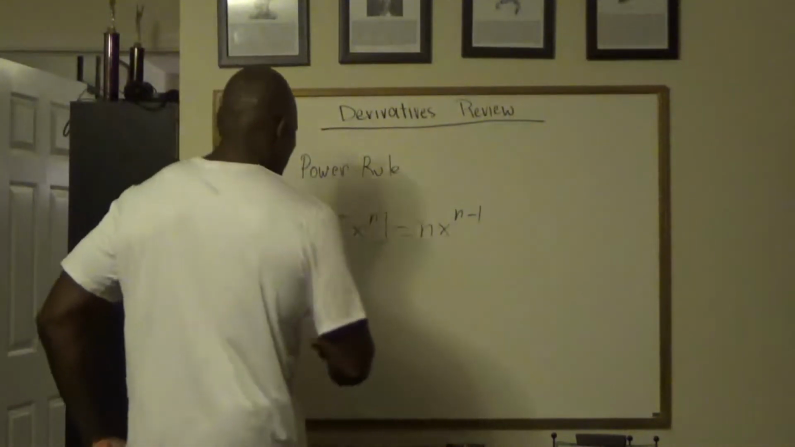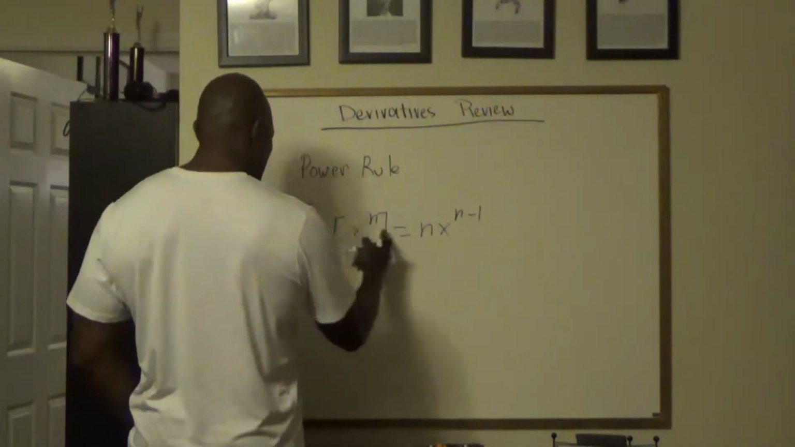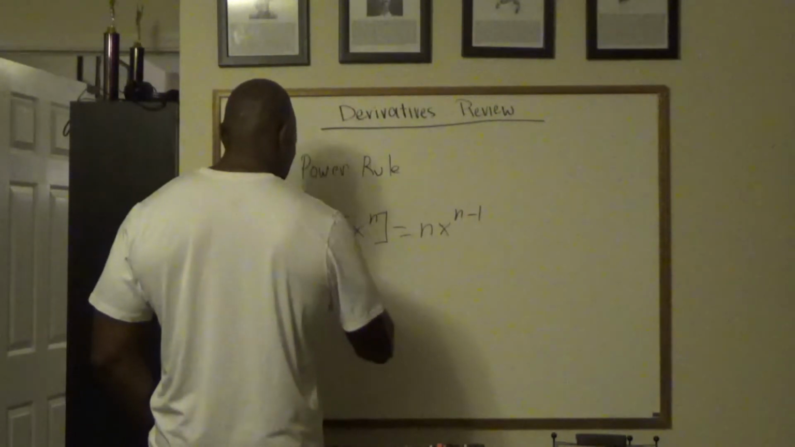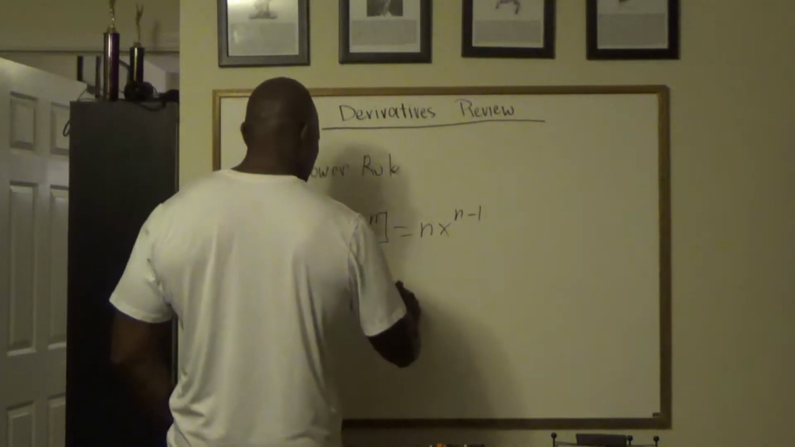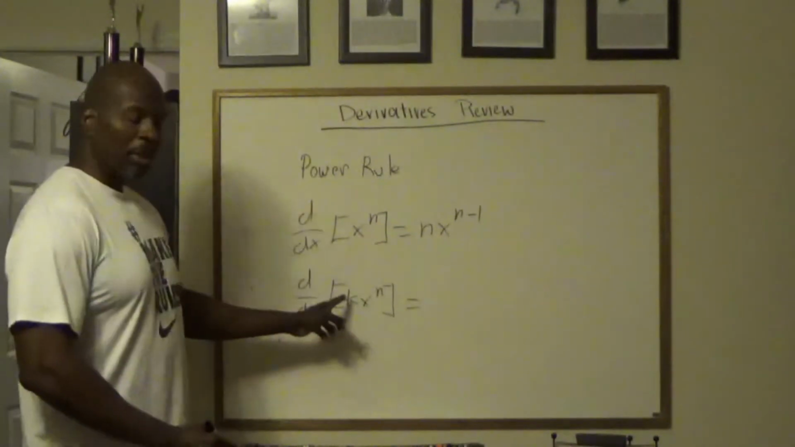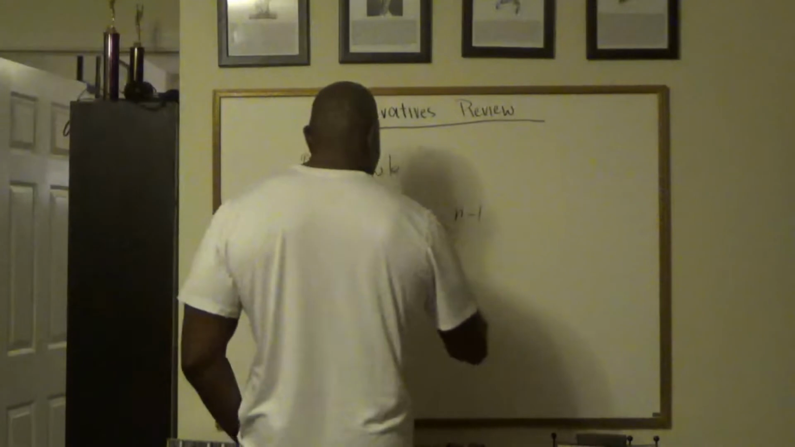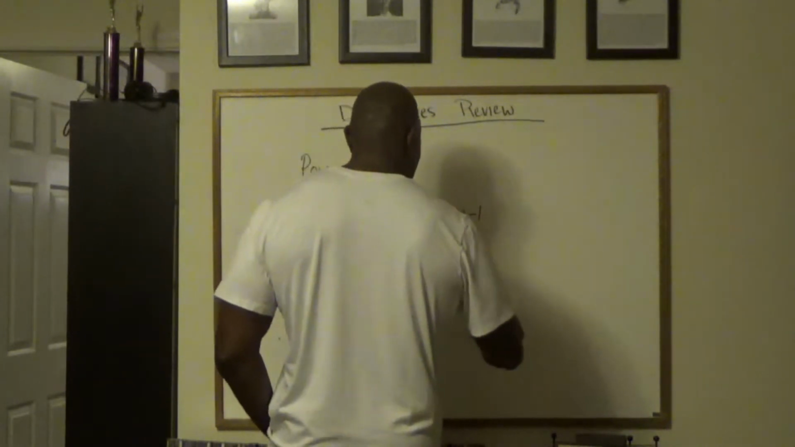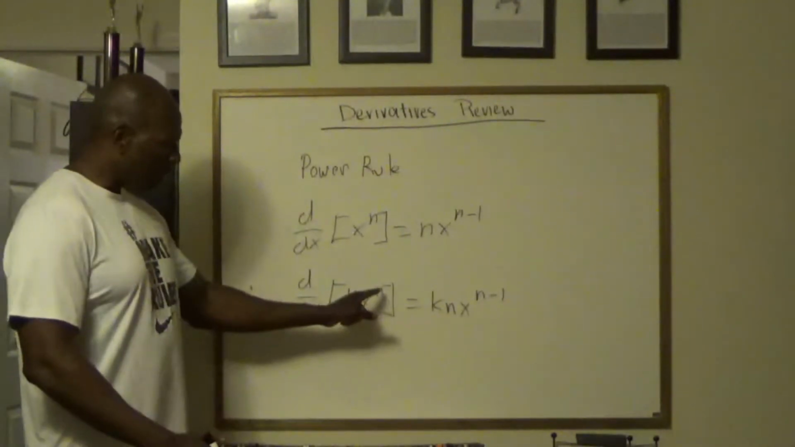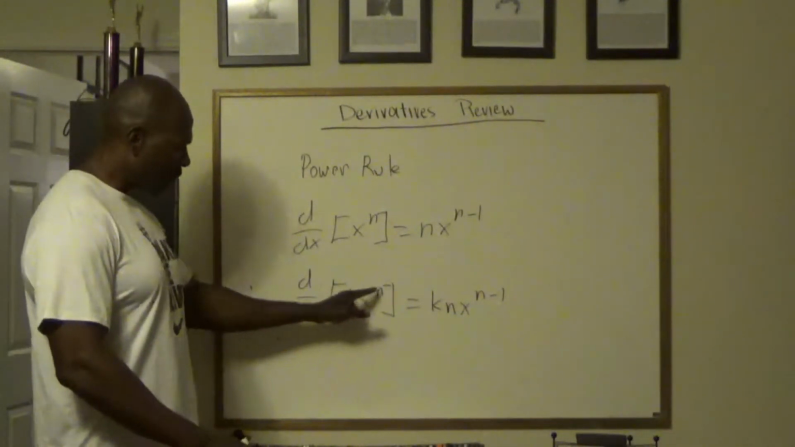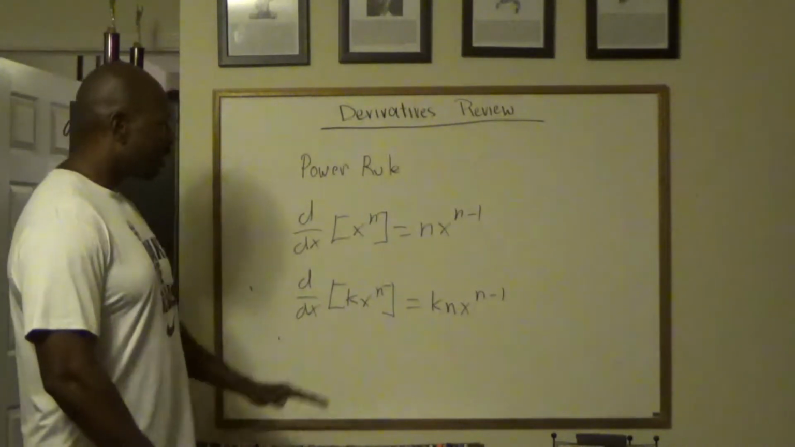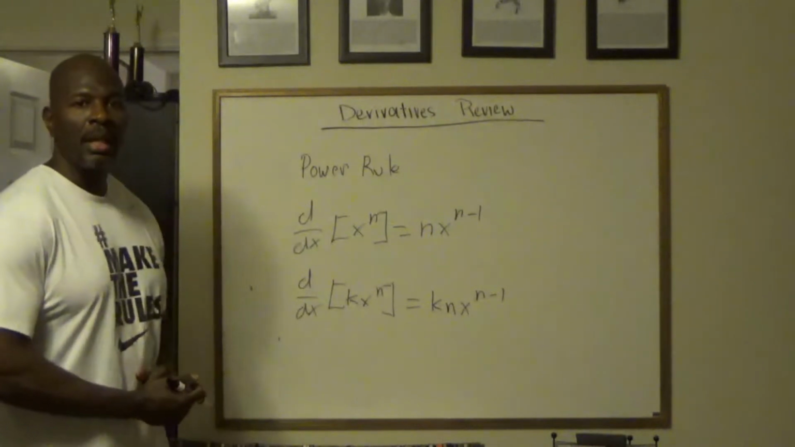And if there was a coefficient in front of this polynomial function, let's say it was k times x to the n, it would just be this same result, multiplied by k. So it would be kn x to the power of n minus 1. Meaning basically we're multiplying the exponent by k, by the coefficient, and we're still subtracting 1 from the exponent of x. Those are the basic derivative rules that we looked at in pre-cal.